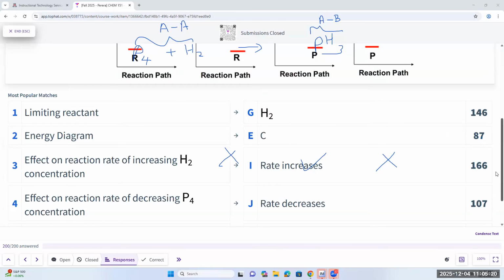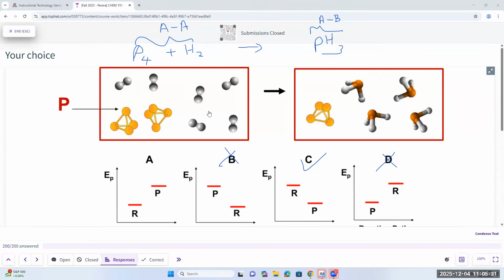Let me check the other one. Most of us selected 87. I need to talk about that. I'll come back to it. And the effect on reaction rate of increasing hydrogen: most of us say the rate increases, which is great. So hydrogen, just like P4, is a reactant. Whenever we increase the concentration of that, whenever we increase the number of particles, you're going to have more collisions. More collisions means higher collision frequency. Higher collision frequency means what? Faster rate, faster reaction. That's it.